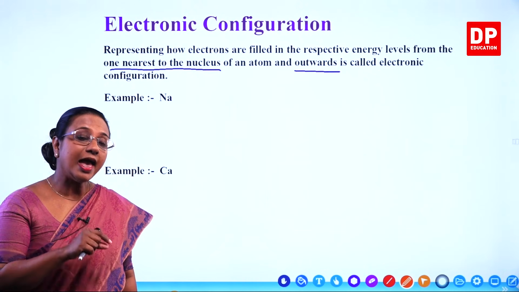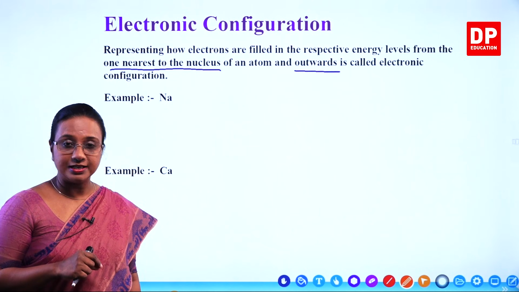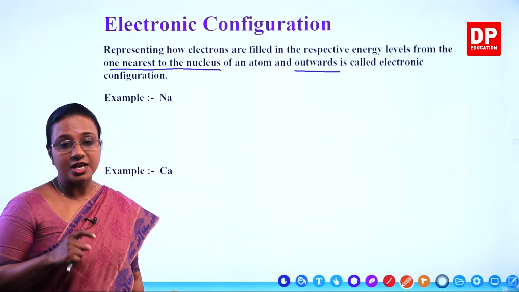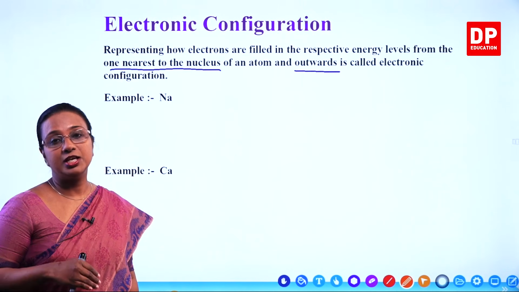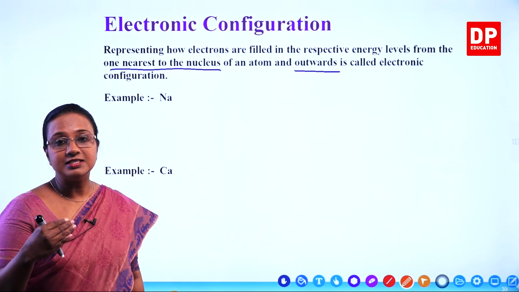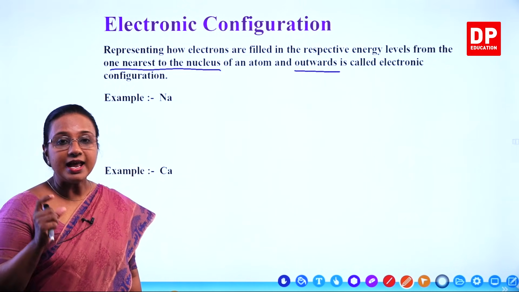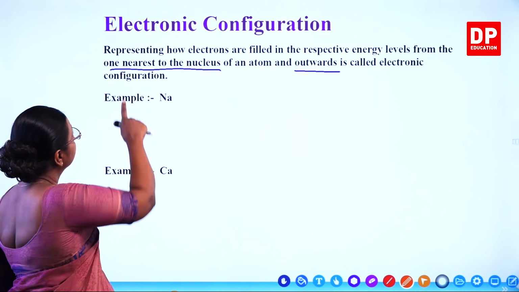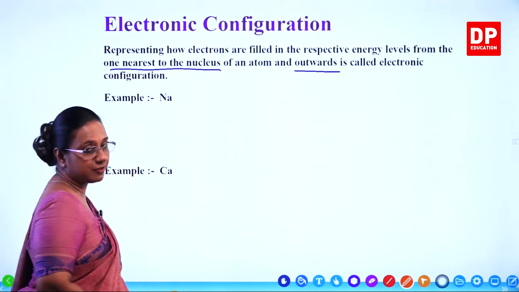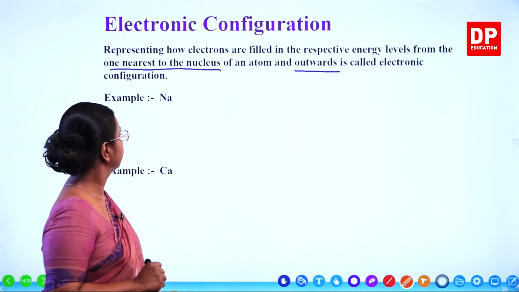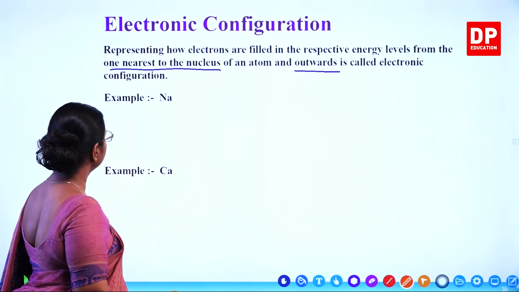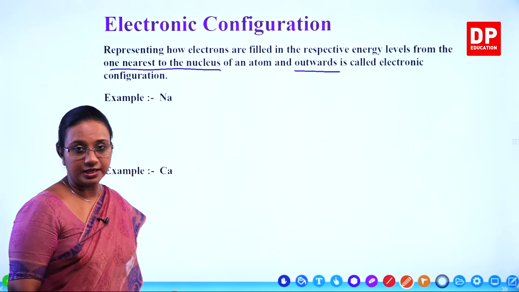So when we arrange electrons into atoms, they fill up the shells with less energy first and then they go into the higher energy shells. That is where we have the electronic configuration and the arrangement of electrons. We will do an example, sodium.